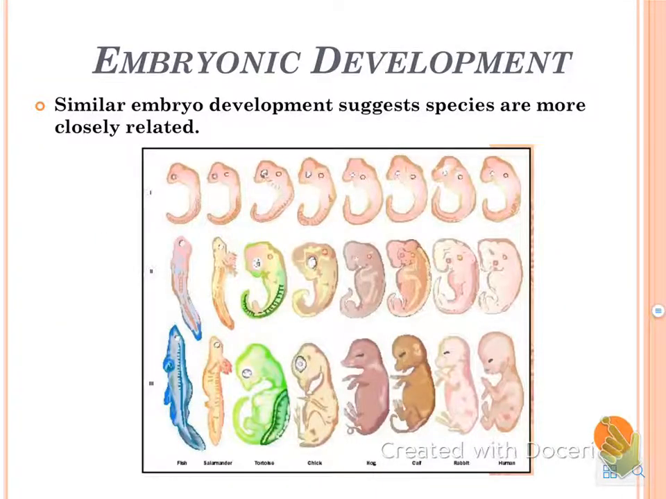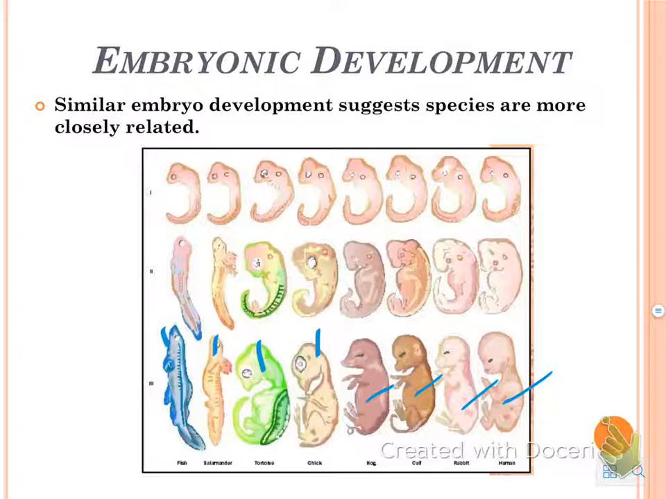And last is embryonic development. So a similar development suggests that they're more closely related. If you look down here, if we kind of try to find the mammals, so mammals are on this end. So you have a human, a rabbit, a cat, a hog. So those are all the mammals. They all look pretty similar, right? Then you have a chick, a tortoise, a salamander, and a fish.